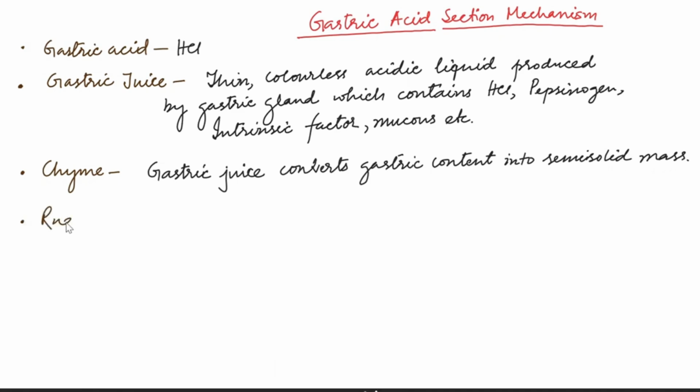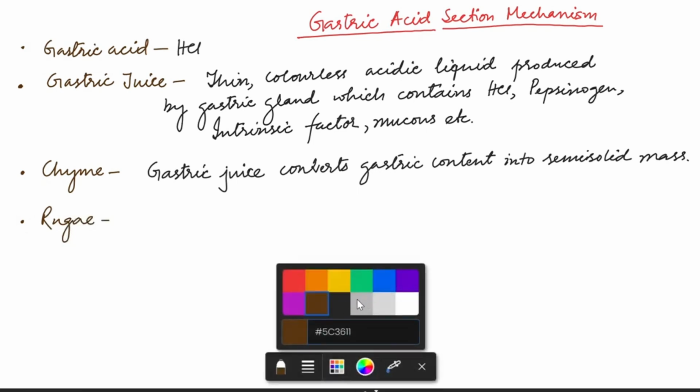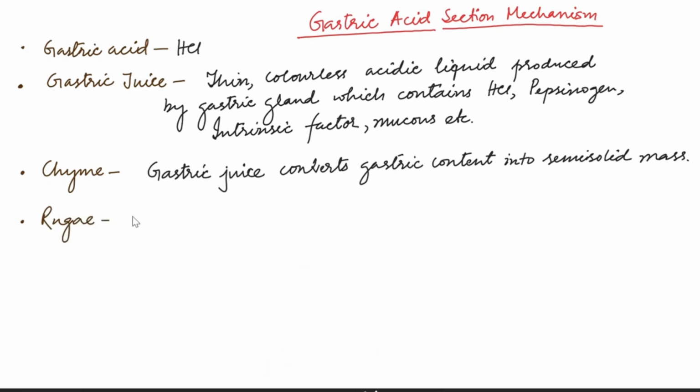Now, what is rugae? Rugae are the folding of the inner surface of the stomach which forms long folds, that is called rugae. Now we will see which kinds of cells the gastric gland contains.